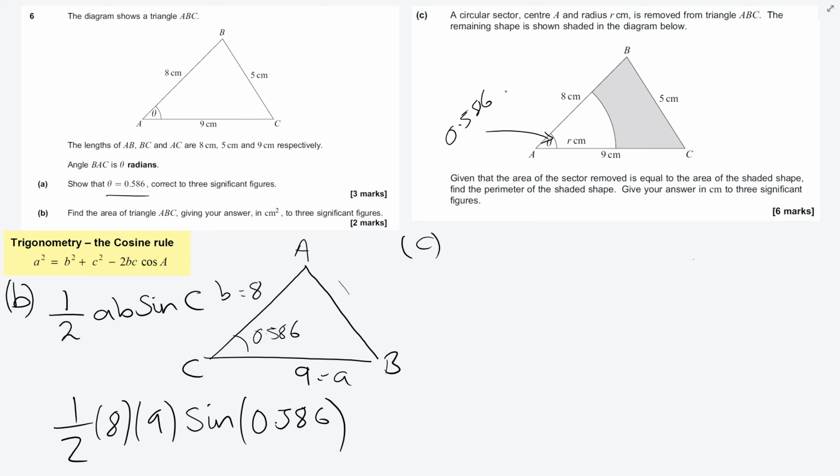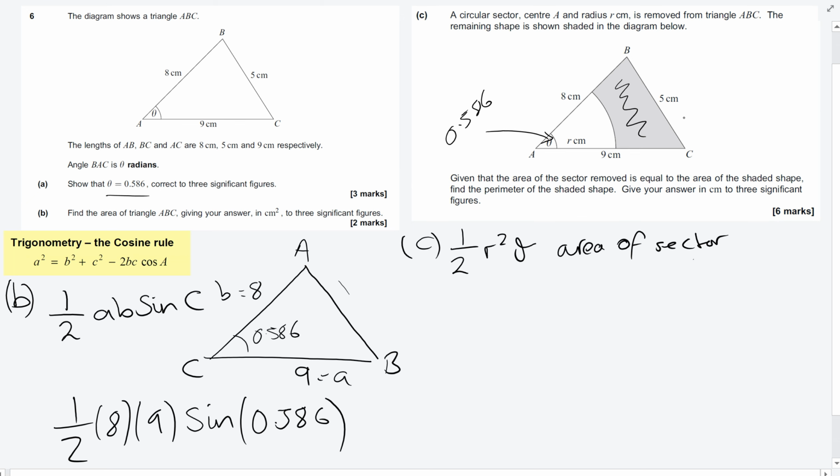So the area of the sector removed is equal to the area of the shaded shape. So this section has the same area as that section. Now we know how to find the area of a sector. It is the formula half r squared theta, area of a sector. And what we're saying is that is equal to this section here. So they're the same size.